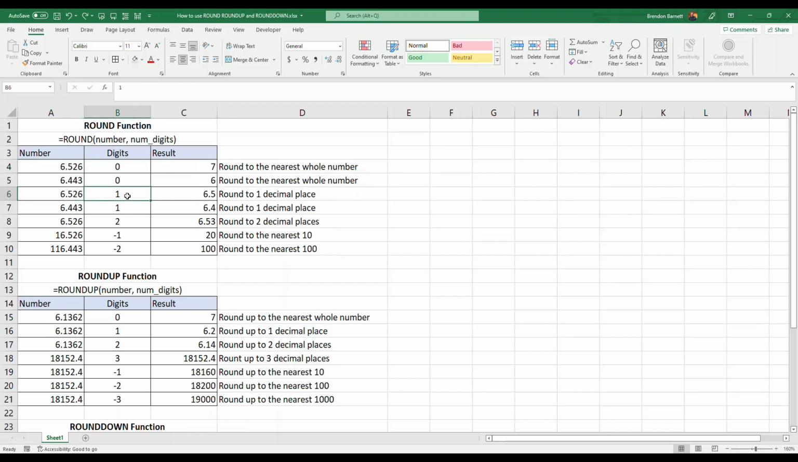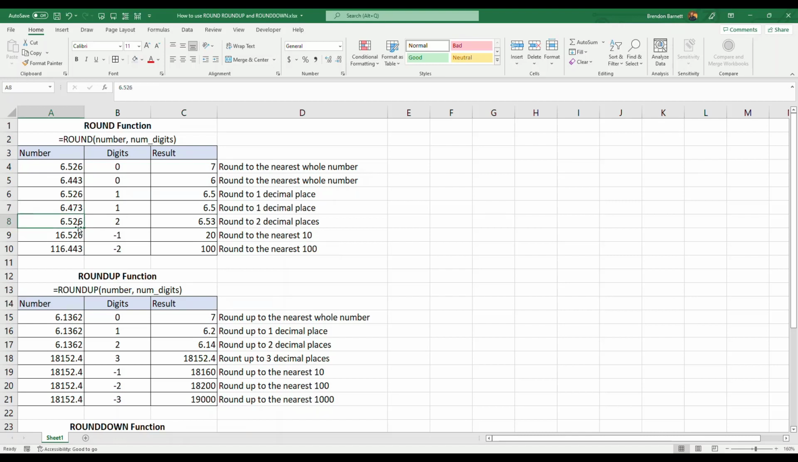Next, if you have the digits set to a positive value, it's going to be rounding the right side of the decimal. So it's rounding to the first decimal place in this example. So 6.526 is going to round to the nearest decimal, which is 6.5. And in the same example here, the value is going to round from 6.443 to 6.4. In both of these instances, it's rounding down. If this were, let's say, 6.473, you would see that it would actually round up to 6.5, based on 6.5 being the closer value.